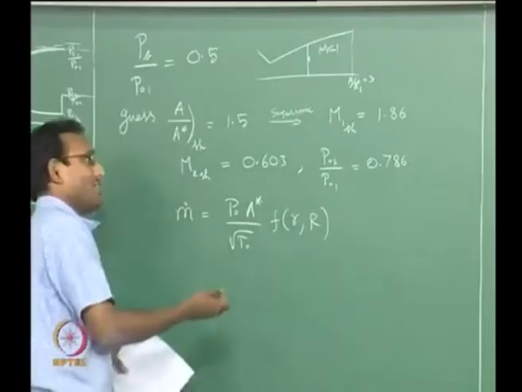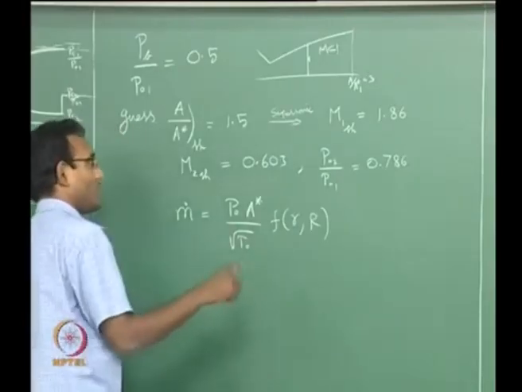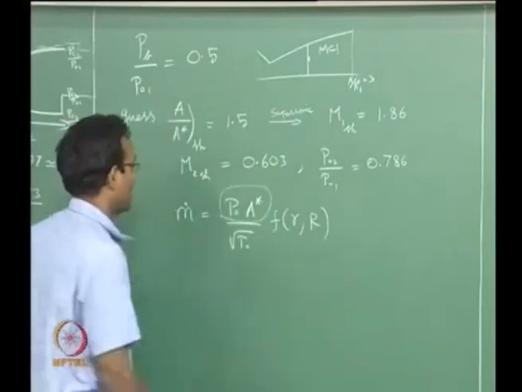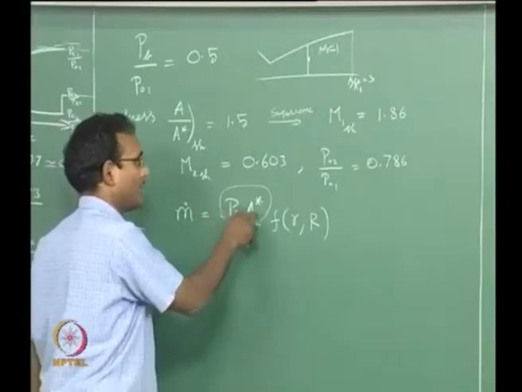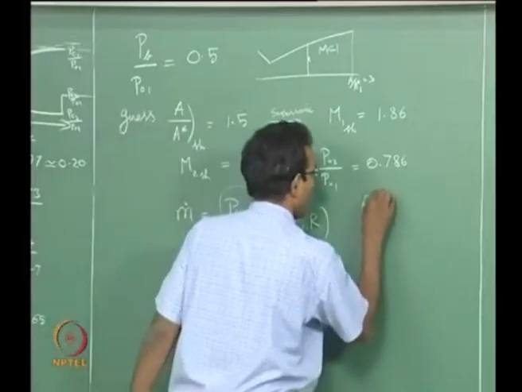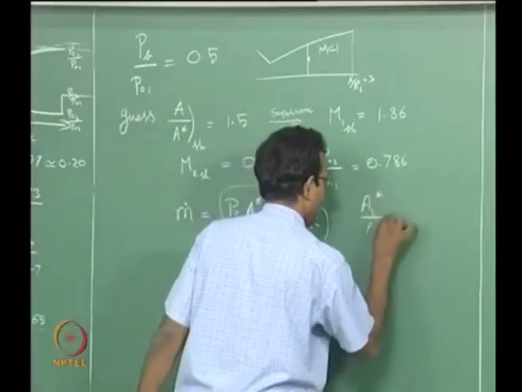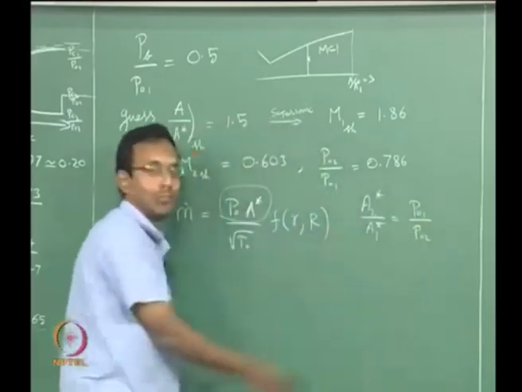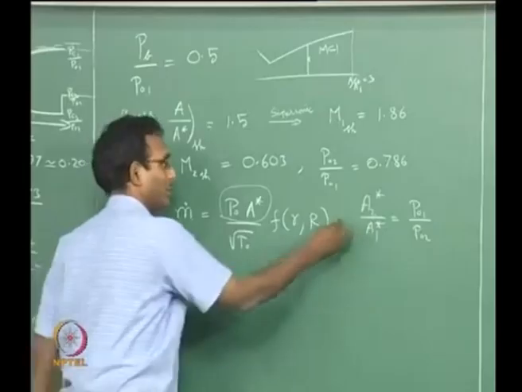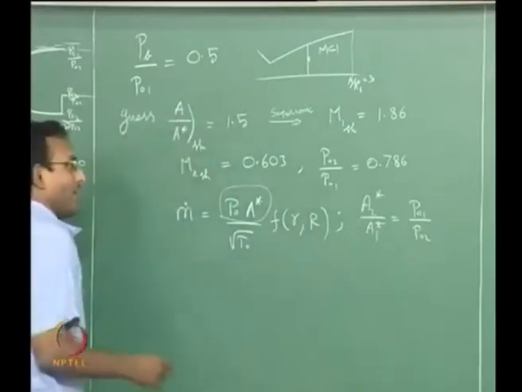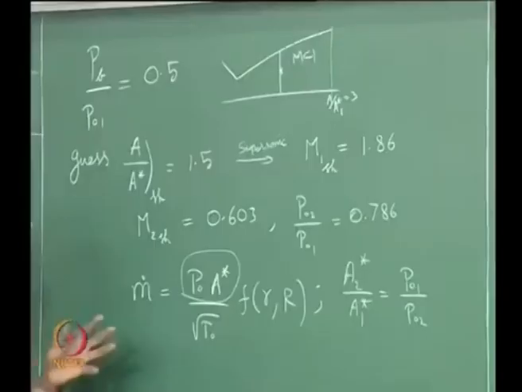There are several ways of working through it. I can of course find the new A star from this relation. How can I do that? A2 star by A1 star is equal to P01 by P02. I can use this to maintain the same mass flow rate. This has to be true. Or I use something much simpler because I just go to direct tables and look up numbers.